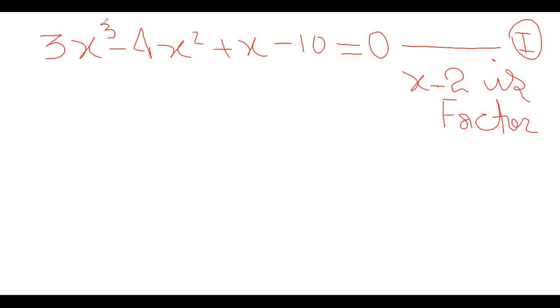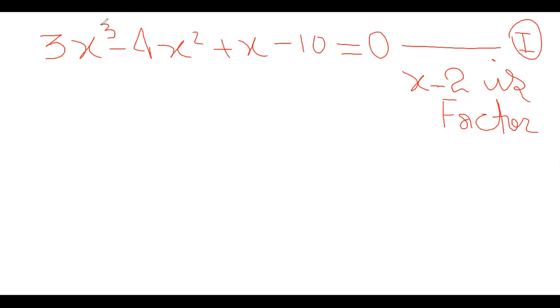Factor means, if I am asking you to find the factors of 6, what are the factors of 6? 3 and 2. Okay. So 3 is dividing 6, 2 is also dividing 6, and 1 is also dividing 6. 6 is also dividing 6. So how many factors? We have 4 factors of 6. 2 is dividing, 3 is dividing, 6 is dividing, 1 is also dividing. So the number which is dividing the equation, that is called the factor of the equation, factor of the number, factor of whatsoever.